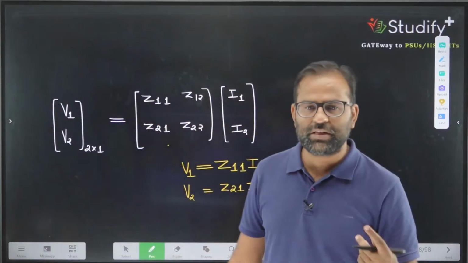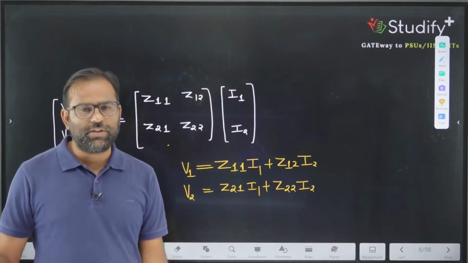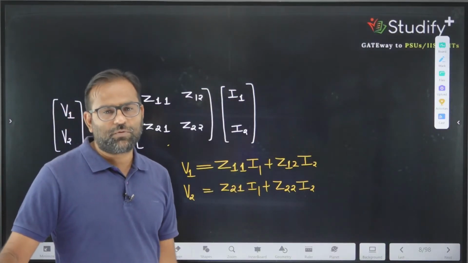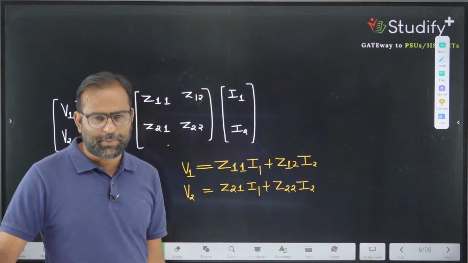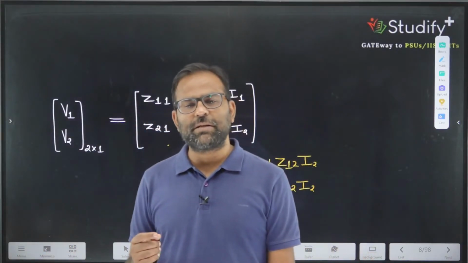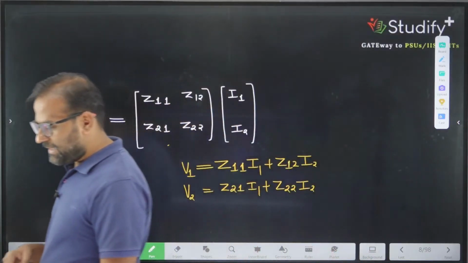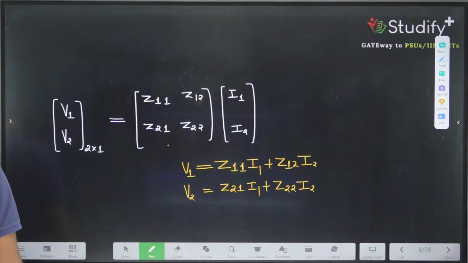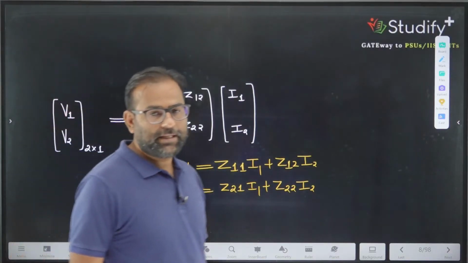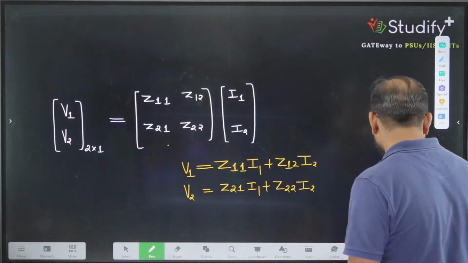What do these equations represent? Let's talk about them. You know that V1 and V2, the readings of the voltmeters, are the dependent variables. Dependent variable means what we are measuring for the circuit. And independent variable means what the user is supplying to the network. Correct.